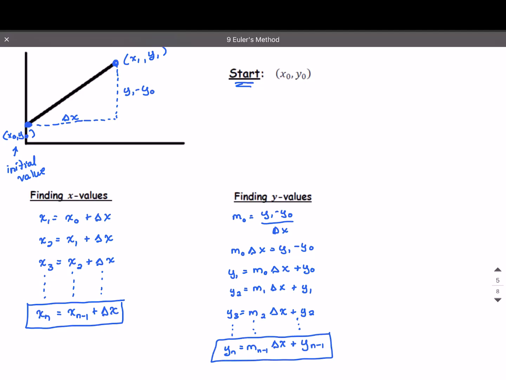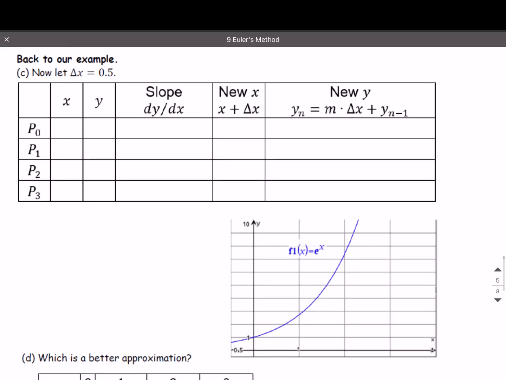Now keep in mind here, guys, where is this slope coming from? Slope is the derivative dy dx. So let's go back to the same example we had, where we had dy dx equals y. It's the same one that we had before, only this time we're going to let delta x be 0.5. So our initial value is, we're still going to use that y of 0 equals 1. So we're still starting at that point 0, 1. And I like to write it as a point so I remember.